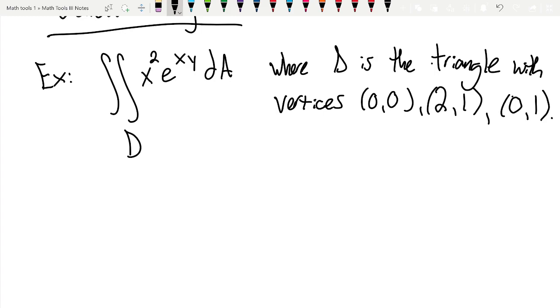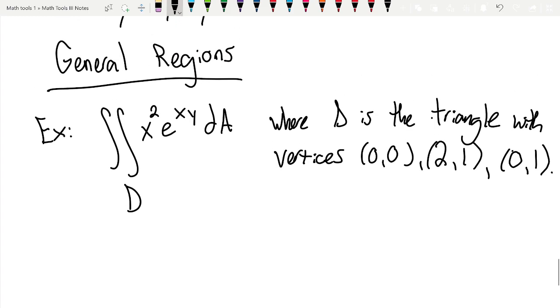So this is the example I want to start with here. We want to do the double integral of x squared e to the xy, where D is the triangle with the vertices (0, 0), (2, 1), and (0, 1).